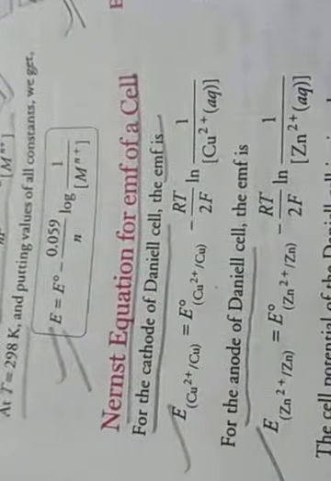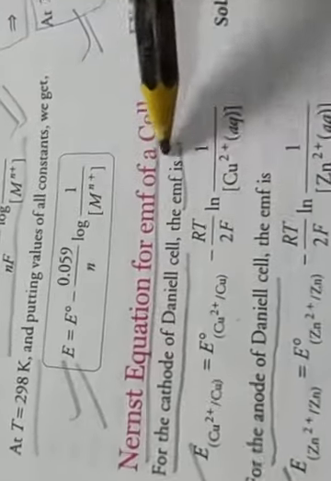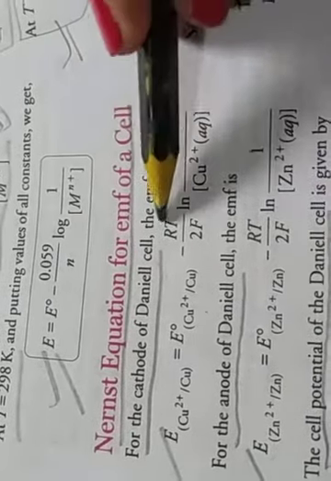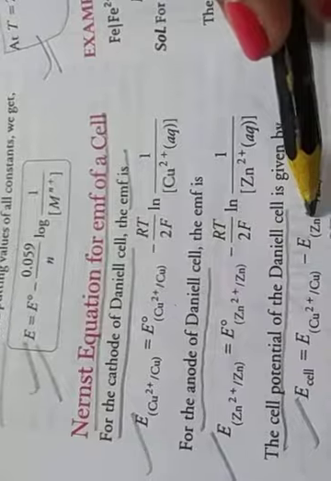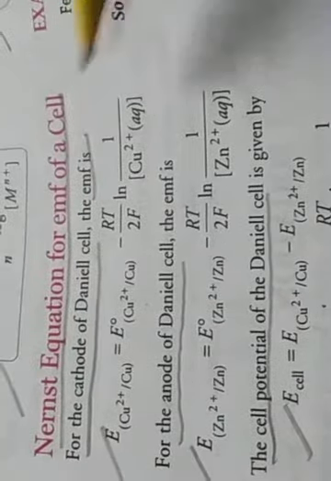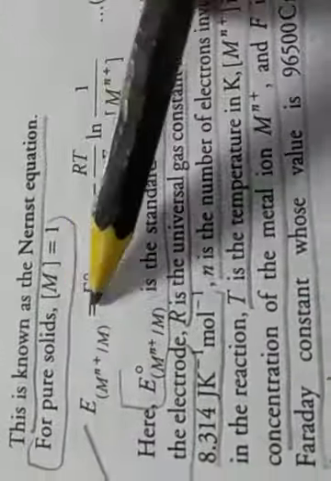But if in the exam the question comes as the Nernst equation for the EMF of a cell, then you have to write it one step at a time and then find the Nernst equation for the EMF of a cell. So for the cathode of the Daniell cell, you already know the formula. Nernst equation for a pure solid: this is M^n+ converting into M.